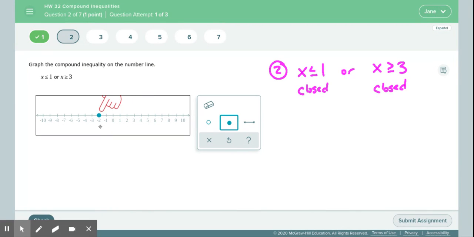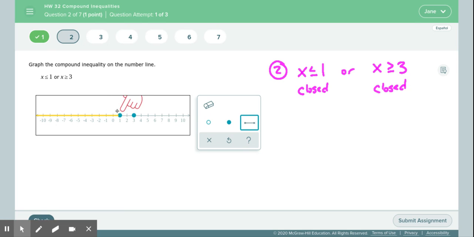Then what I would do is, over at those boundary points, I would plot points at those boundaries. So I have a closed circle that I plot at 1, and a closed point that I plot at 3. All right, now what I'm trying to do is think of where my solutions are going to lie, okay? Because now I'm going to click this tool right here, which is going to highlight part of my number line.